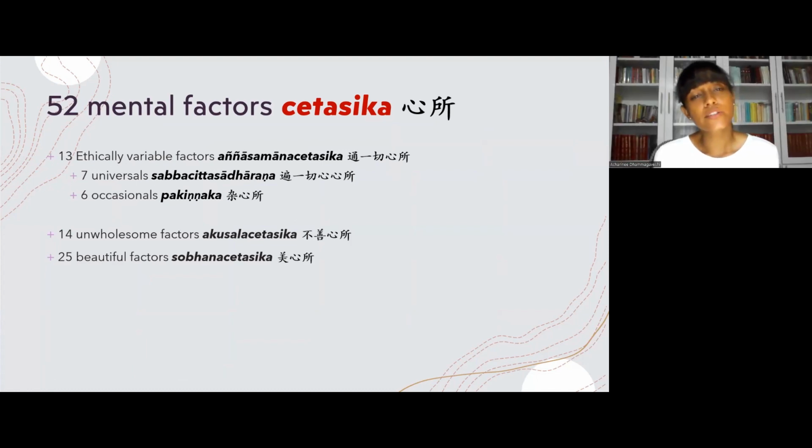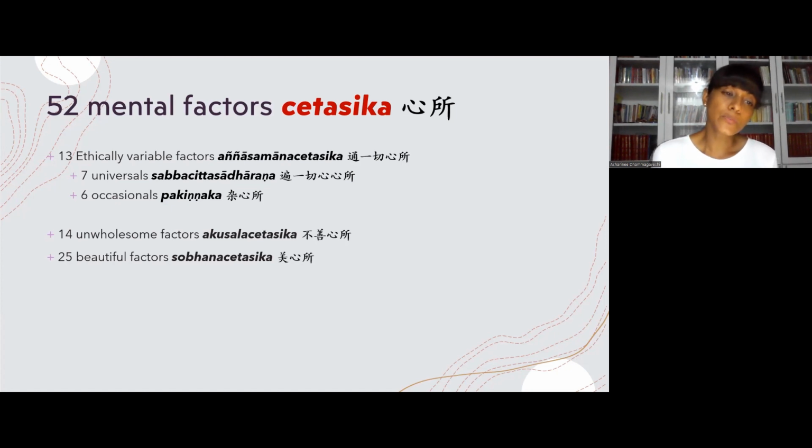Next, we move on to the 52 Chetasika, or the mental factors. And they are broadly divided into 3 large groups. First, we have the Anyasamana Chetasika, translated as ethically variable factors. There are 13 in this group. And this group is further subdivided into 7 universal, or Sabbachitta Sadharana, and 6 occasionals, Pakinnaka.